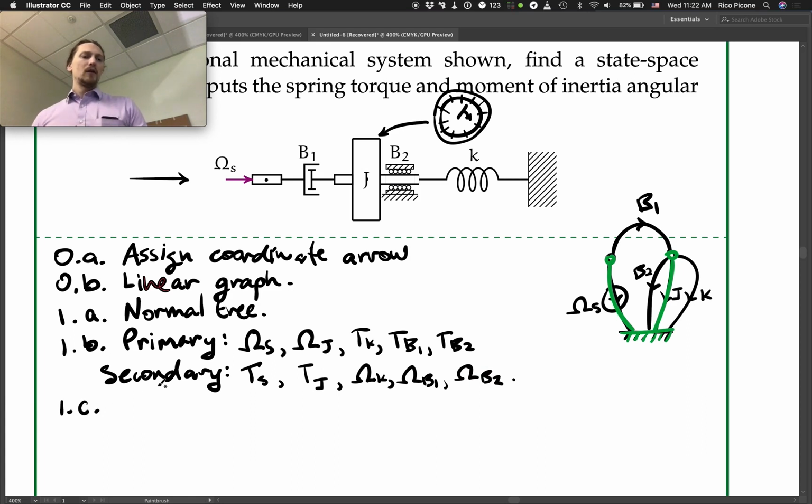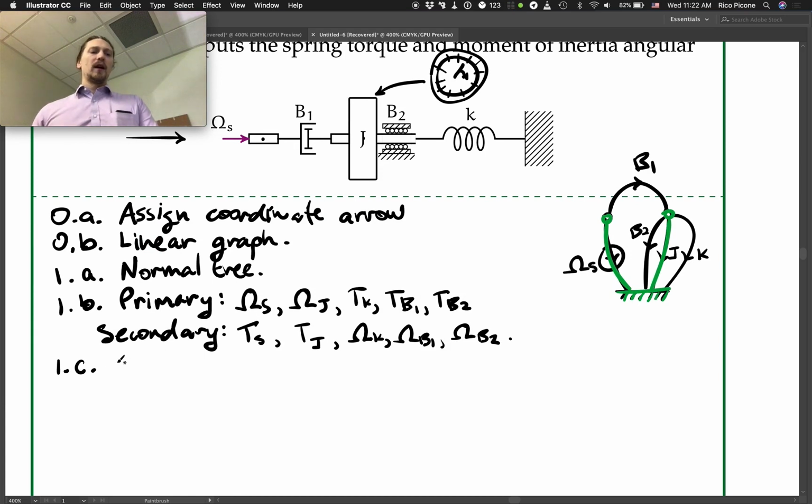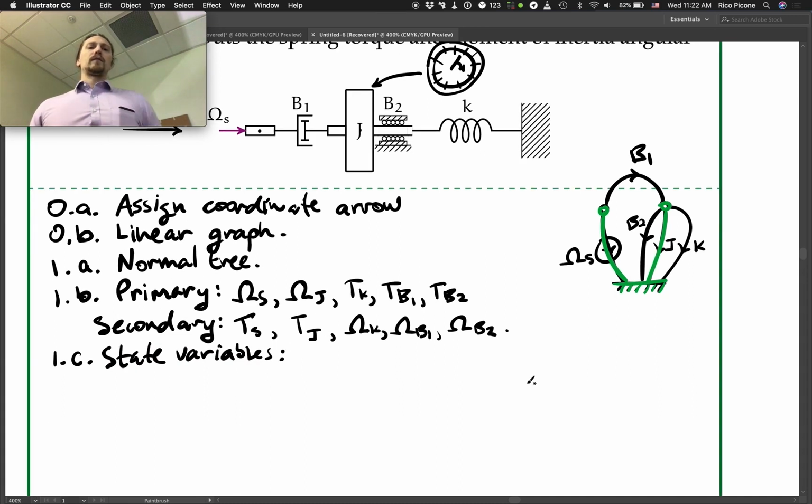1C. We have our state variables, right? So our state variables are going to be across variables on branches.